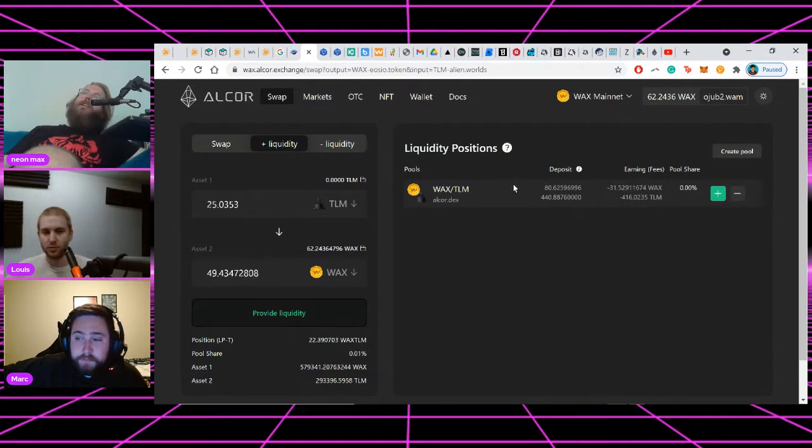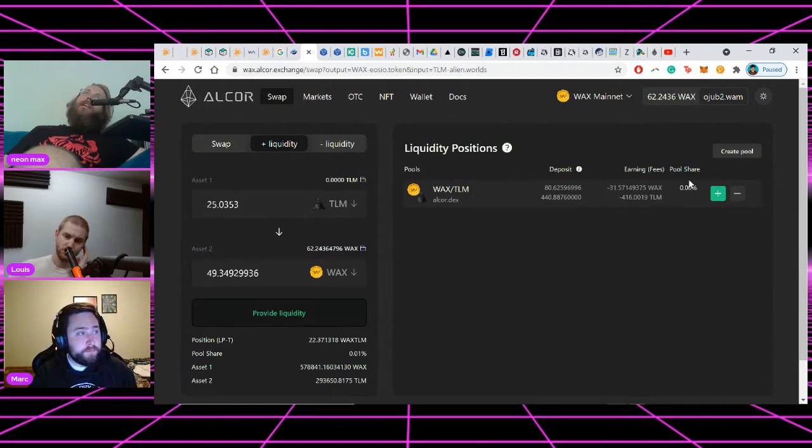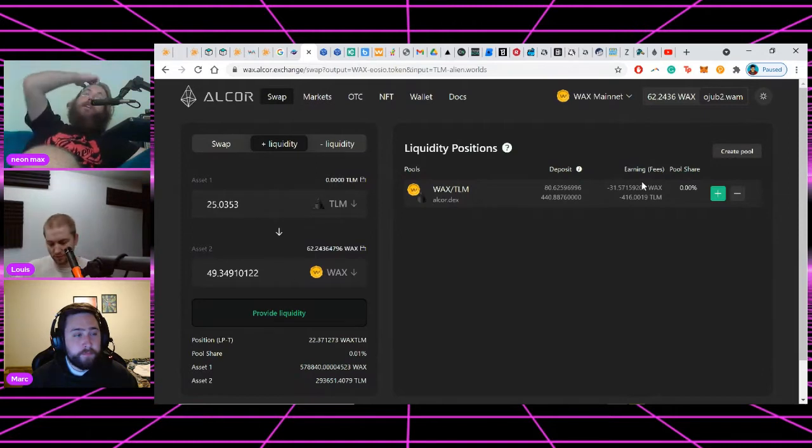Usually the way you would read this is it tells you your deposits, and then here it would tell you your earned fees. Right now mine are both negative because I sent some of the pool tokens to a different address. So you can't look at my earnings and fees and make sense of them, because I messed this up. But we could try it with a different one. I'll do it.